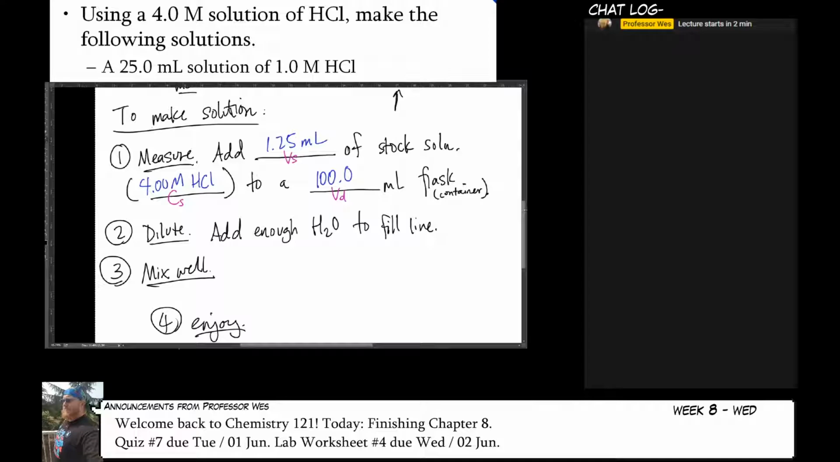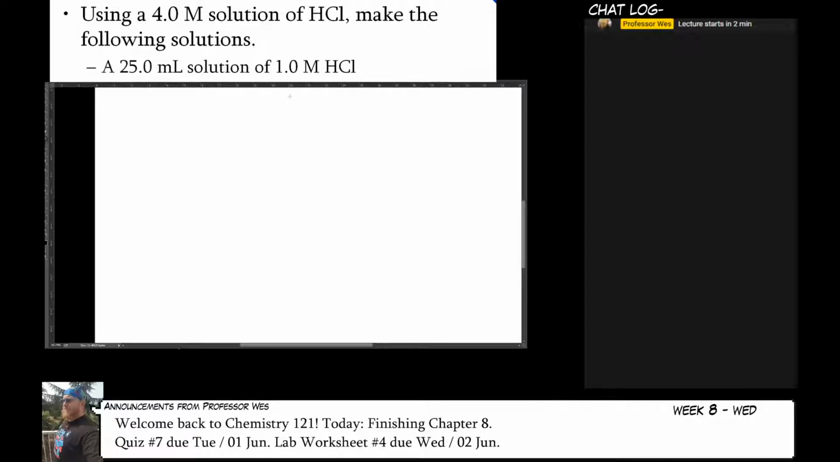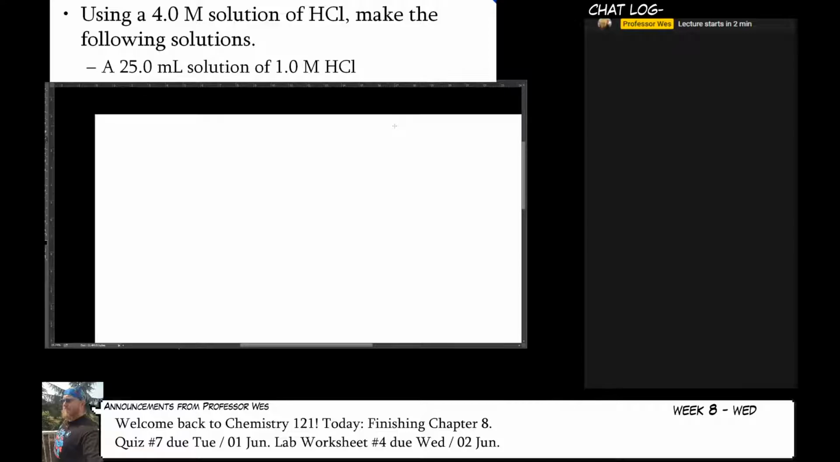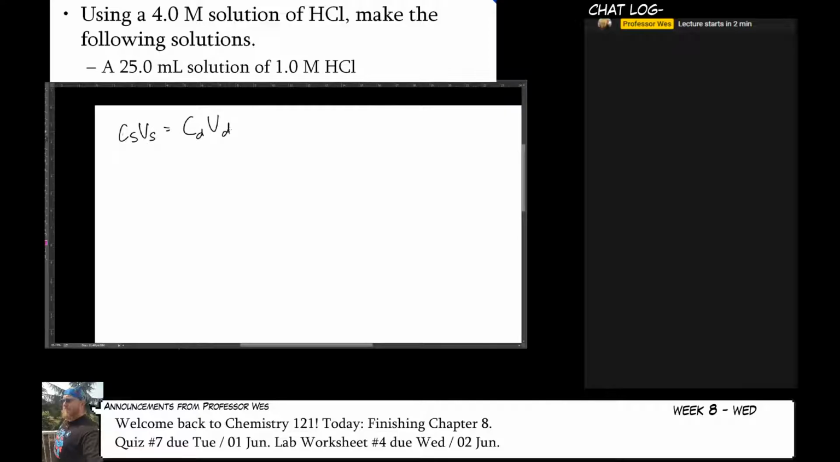So we're going to do the same procedure each time. I'm only going to write it out once, though. Oh, wrong color. Hold on. All right, so for the first solution, they're all going to be 4 molar HCl. When I'm done diluting it, it'll be 1 molar, and I want 25 milliliters of it.